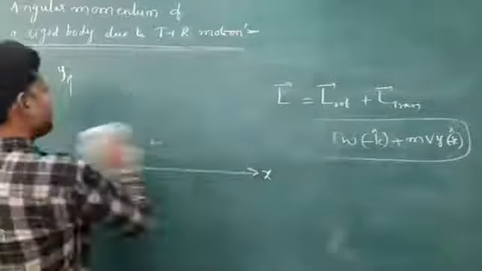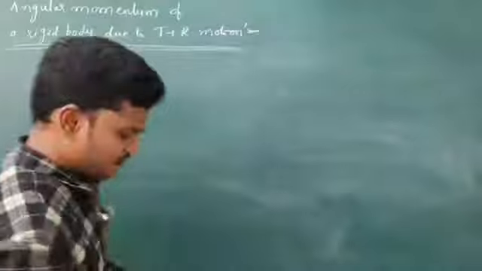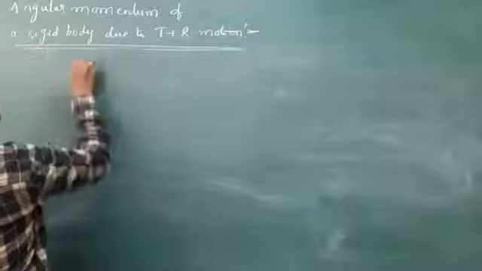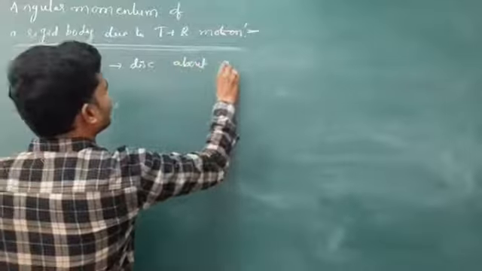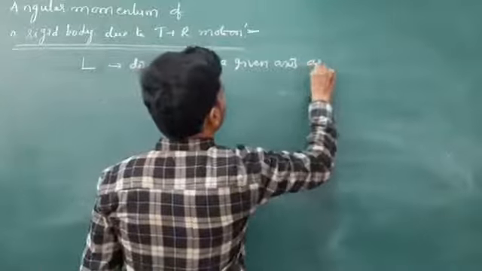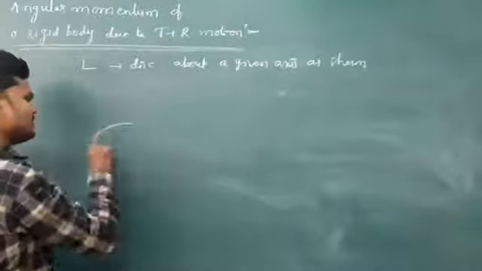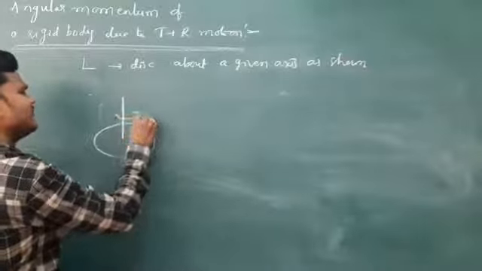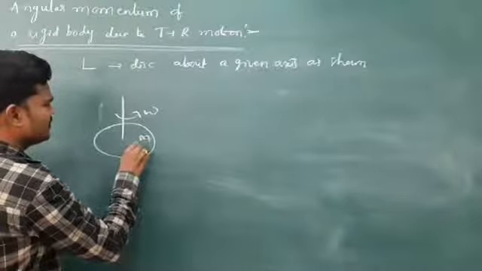Okay, now let me find angular momentum of a body. Let me find angular momentum of a disc about a given axis as shown in figure. So let us suppose the diagram looks like this. See, this is the disc, and it is rotating with an angular speed omega. Disc mass is m and radius is r.